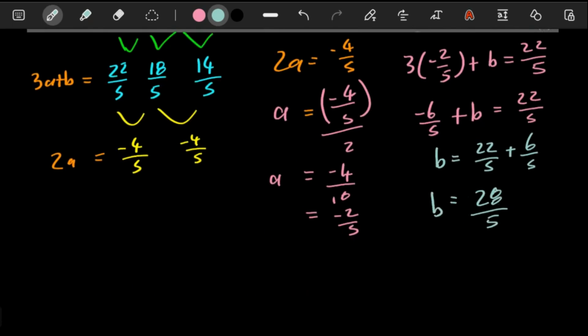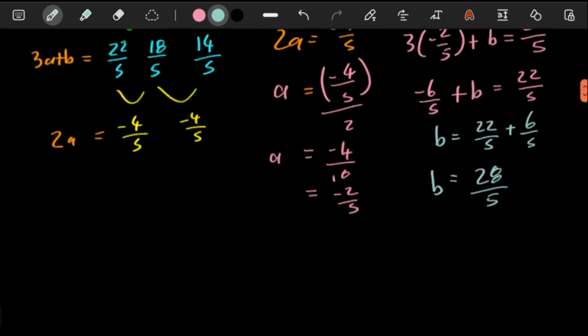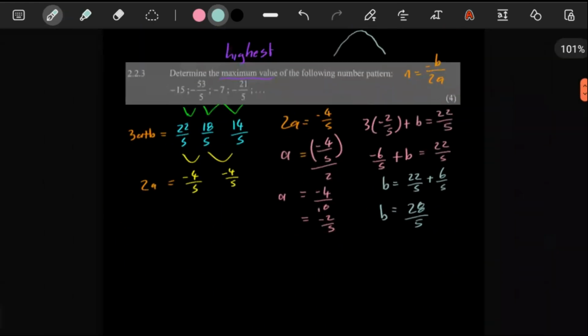Perfect. As you can see, this is just going to give us the position of the highest value, but then we still have to get the highest value. Wait, let's see. What is this value? Negative 21 over 5. Yeah, it's still higher than that one. Now let me just carry on. Since we've already invested time in this question, let's just carry on and see what the position of the highest value is.